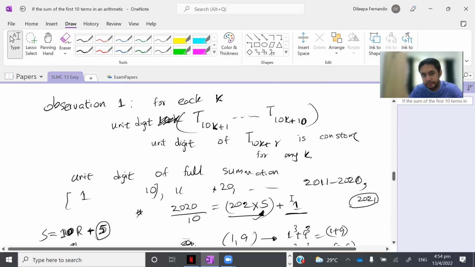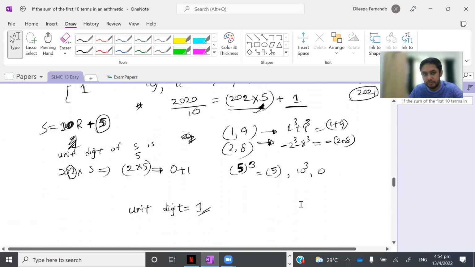But we have 1 remaining. 1 is remaining from the last term. So the unit digit is 1.